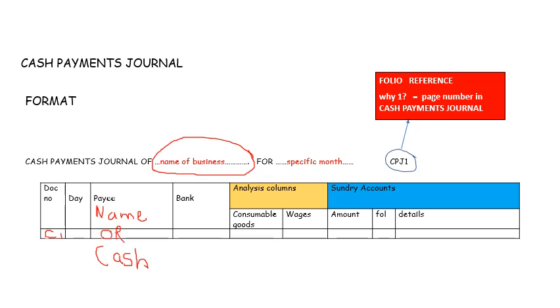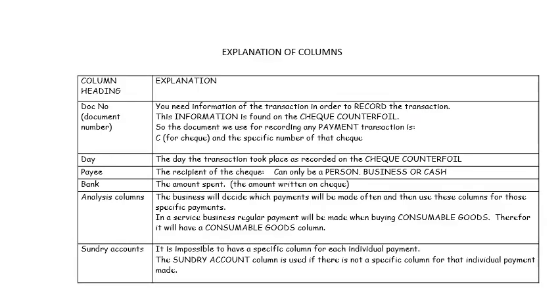In the bank column is the amount on the check. If you spend money on consumable goods, you write it in the consumable goods column. Likewise for wages. If there's anything else that you do not have an analysis column for, you will write it in the sundry accounts column. There's the explanation for the columns.